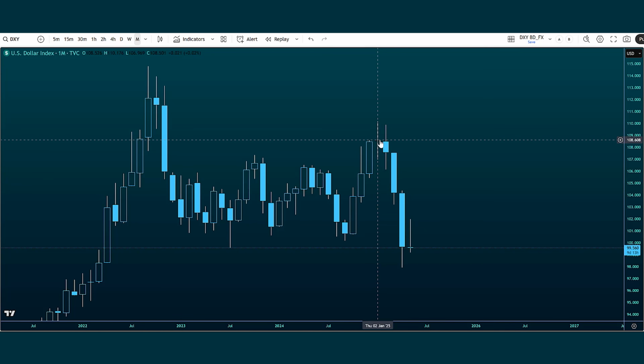Then at that time, if you remember, the dollar index was extremely bullish, as you can see, but so were all retail traders. Social media, etc. All I could see was that the dollar was going to continue pushing higher.